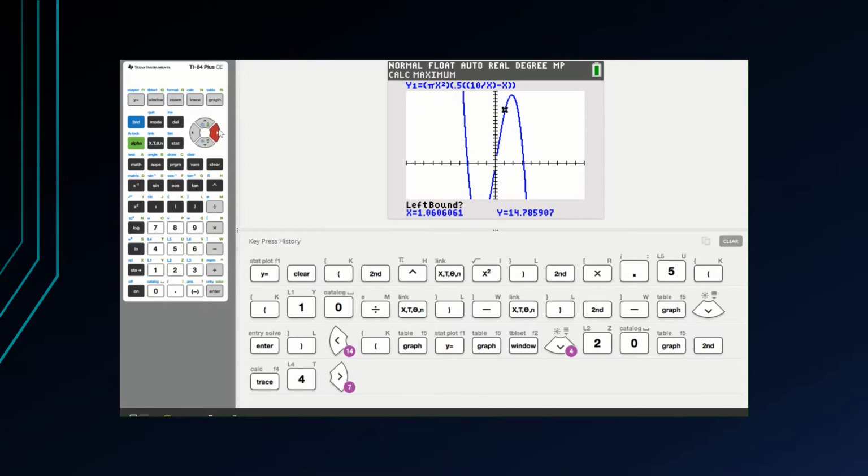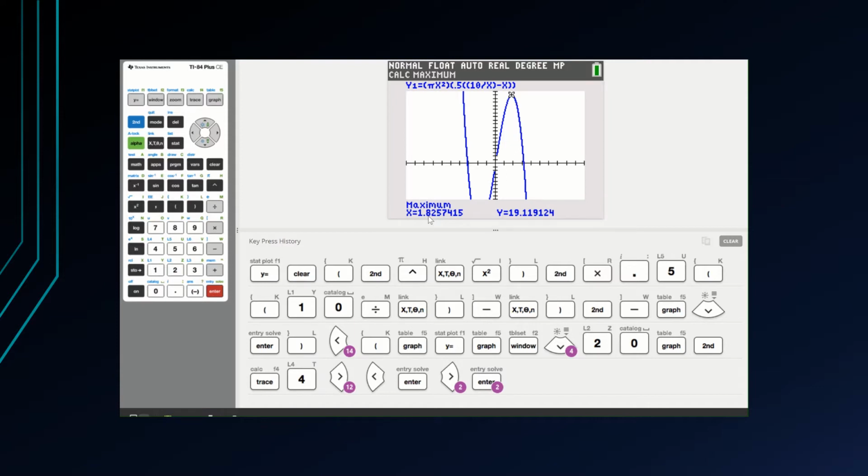So you see down here it says left bound. I want to get it just to the left of the top. That looks like the top right about there. So I'm going to go to the left of that, and it says left bound. I'm going to hit enter. And then it says right bound. So I want to go just to the right of that apex. And I'm going to say right bound, okay. And then it says, hey, you want to take a guess? And I say, well, sure, why not? And I hit enter.